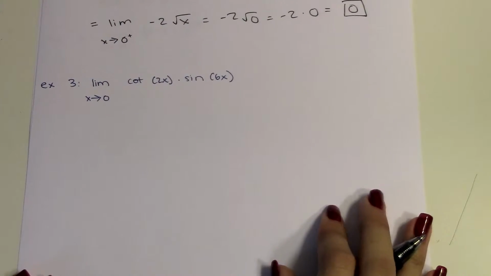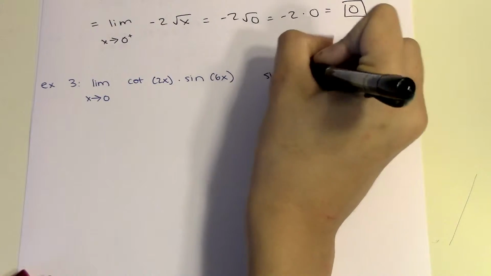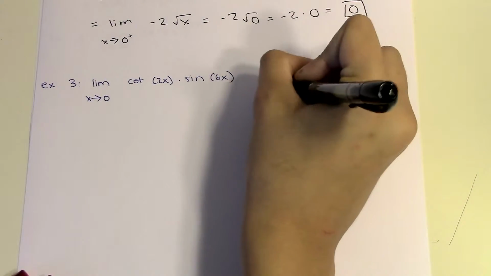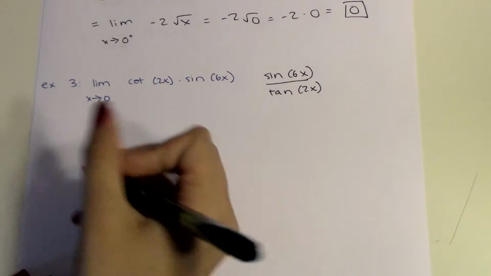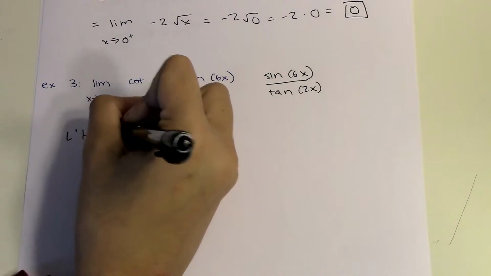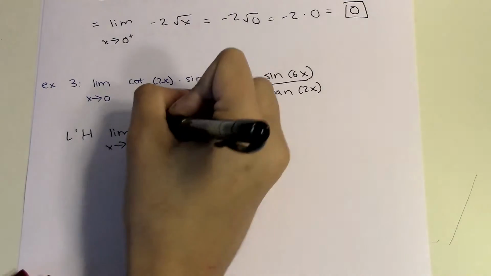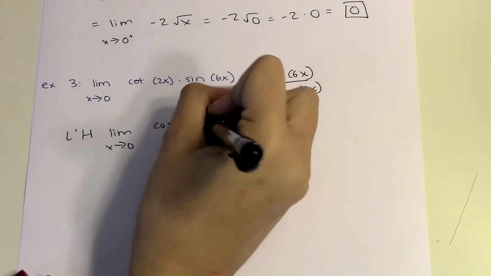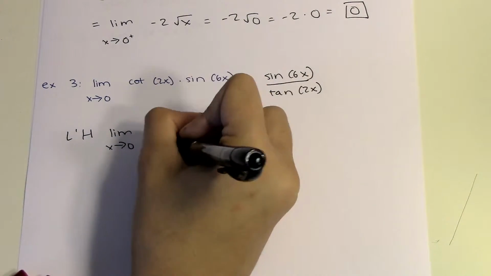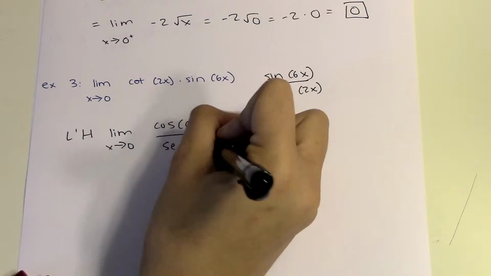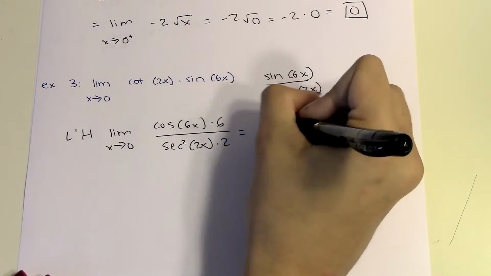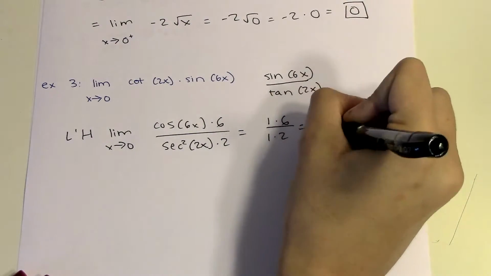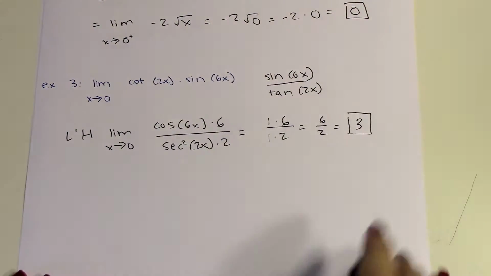And one more. Here I'm going to change this to sine of 6x over tangent of 2x, since 1 over cotangent is equal to tangent. And apply L'Hopital's rule. This gives us cosine of 6x times 6. Simple chain rule with trig. And if we plug in 0 for x, that gives us 1 times 6 over 1 times 2. 6 over 2 is equal to 3.